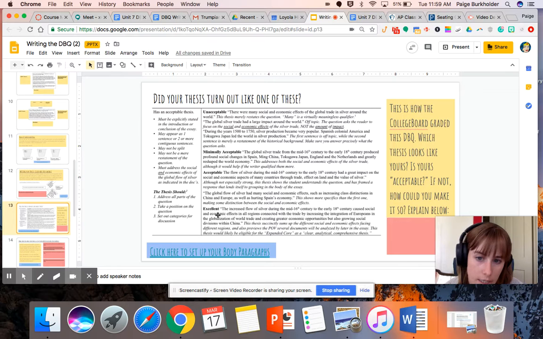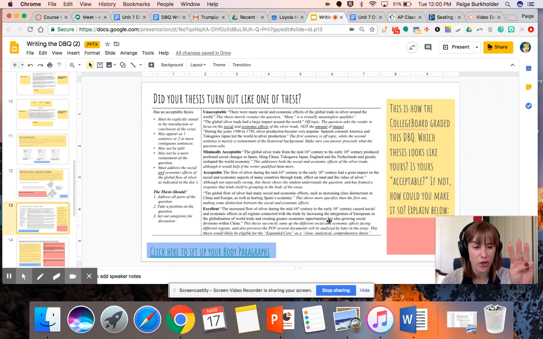So an excellent thesis looks like this. It says, the increased flow of silver during the mid-16th century to the early 18th century caused social and economic effects, there he is, restating the prompt almost exactly, in all regions connected with the trade by increasing the integration of Europeans in the globalization of world trade, economic argument 1, and creating greater economic opportunities, economic topic number 2. But also growing social divisions within China.